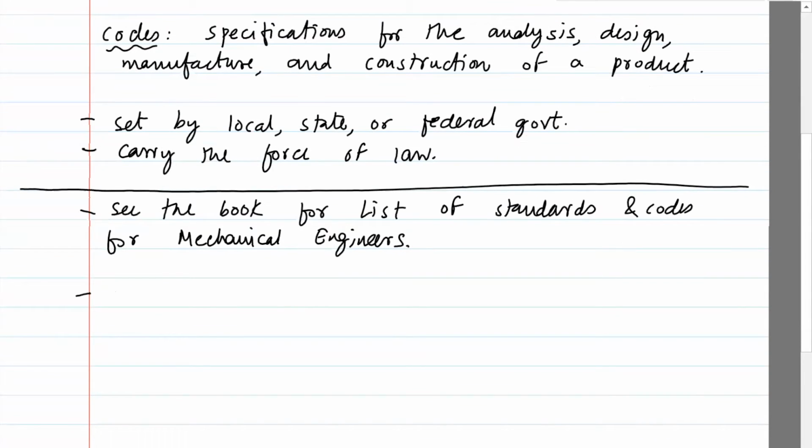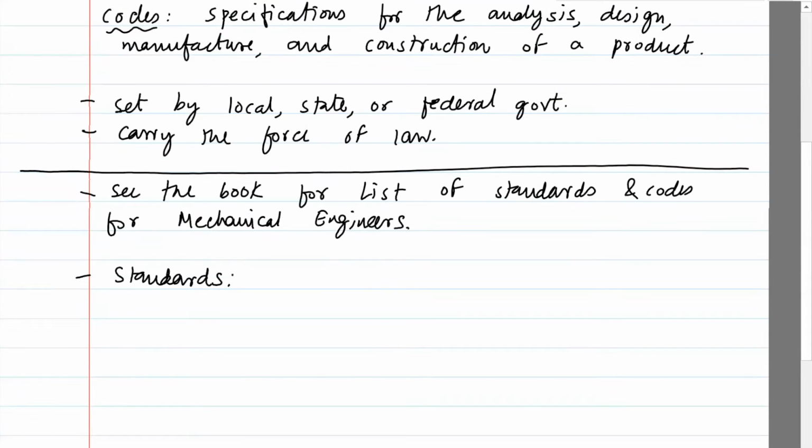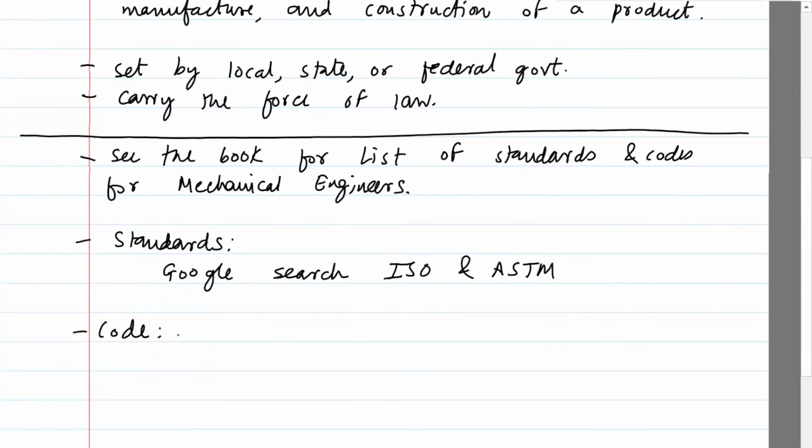So some examples: for standards, we'll do a quick check. You will do a Google search for standards for ISO, which is the International Standards Organization, and ASTM. And then for codes, let's do a quick search for the ASME boiler and pressure vessel code. I just chose this at random.